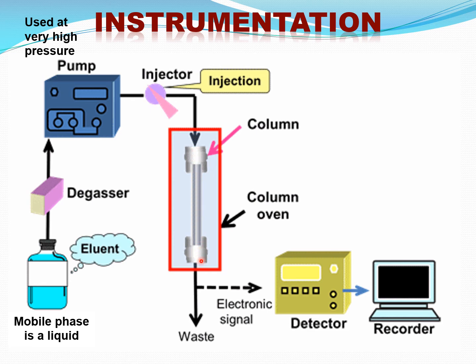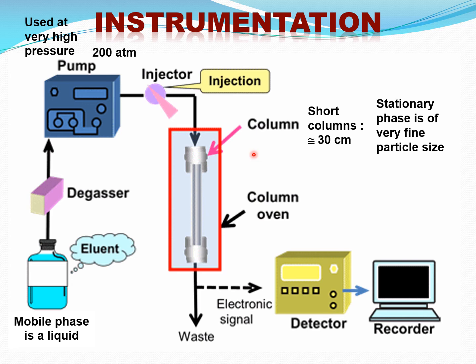Now the column here, we are not using long columns as in GC, we are using only short columns, 30 centimeter length. But the particle size of the stationary phase will be very small, and so separation of the compounds will take place faster. The pressure at which we are pumping is 200 atmospheres, and the stationary phase is of very fine particle size like nanometer size.